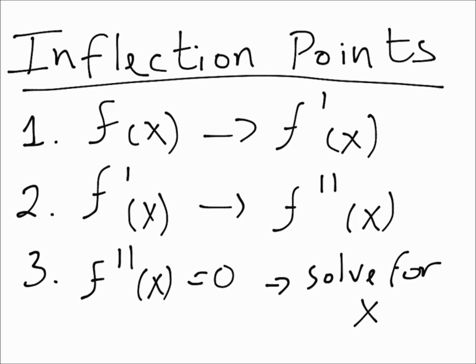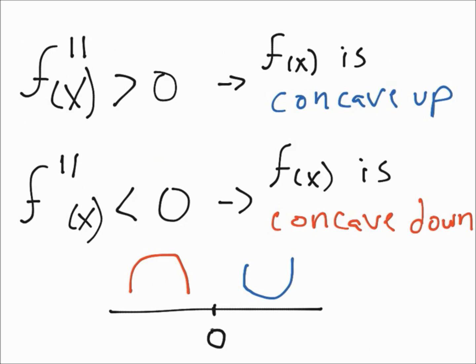After that, you can just find the y value by plugging this x value into the first function. As I mentioned before, this could be concave up or concave down. And this is how it goes. So when f double prime x is positive, the function is going to be concave up. And when it's negative or less than 0, it's going to be concave down.